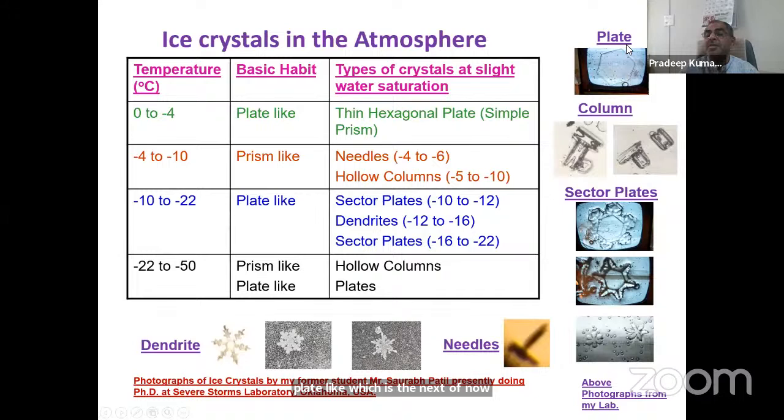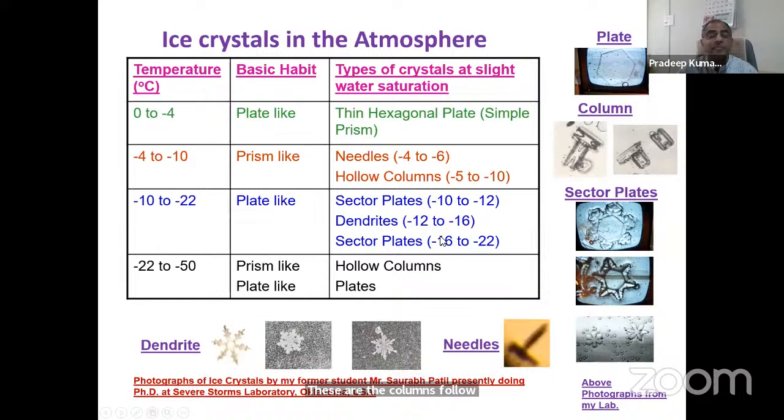And at -4 to -10, it is prism-like. You can have needles from -4 to -6. This is a needle. It's not a very good picture. And you have hollow columns. These are the columns, the hollow columns.